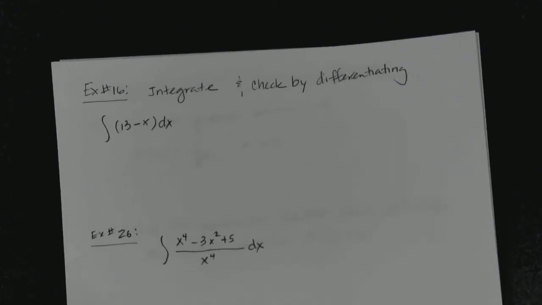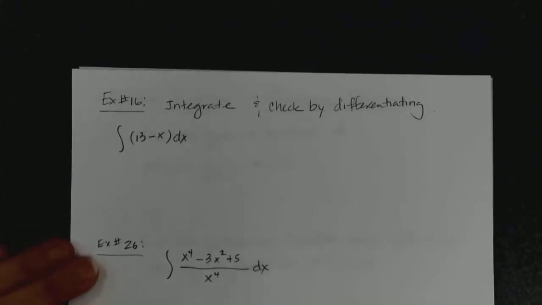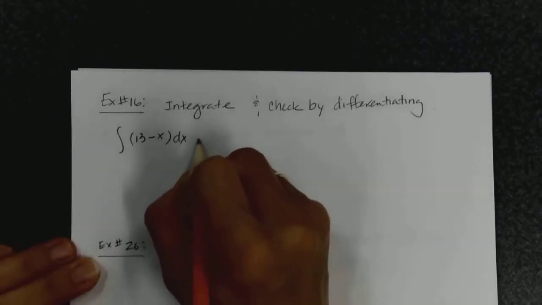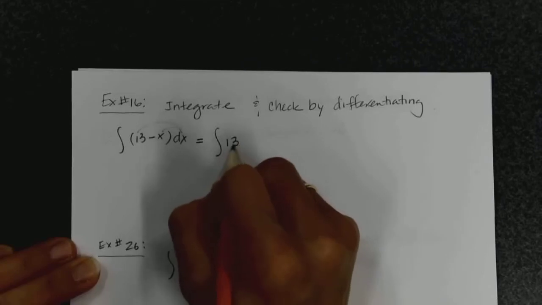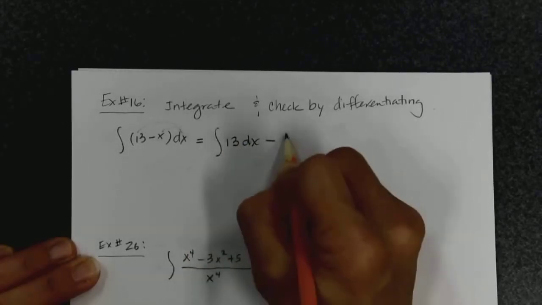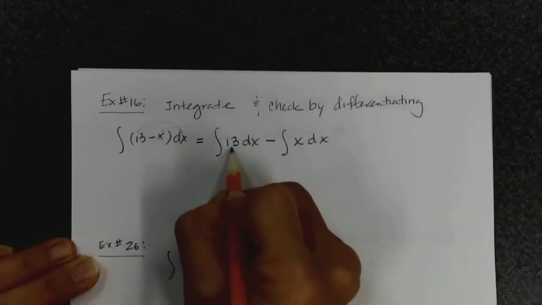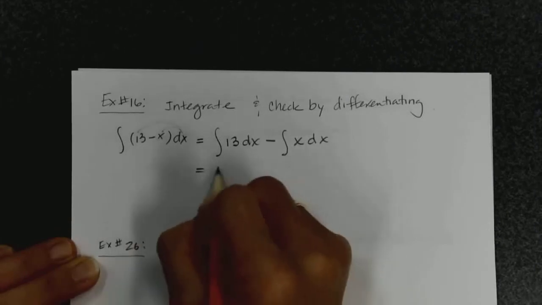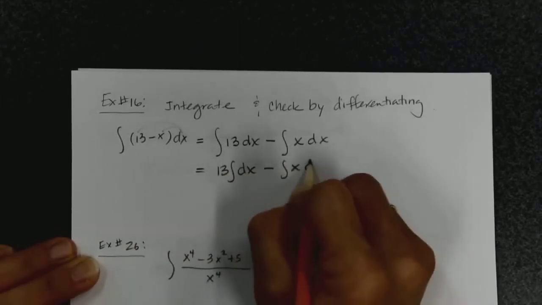Alright, let's go through some of these now. We're going to integrate, and we're going to check by differentiating. Now one of the other basic rules for integration is this. You're allowed to separate this into two separate integrals, the integral of 13 dx minus the integral of x dx. Now this is a coefficient, so we're going to pull it out, and the integral of dx minus the integral of x dx.